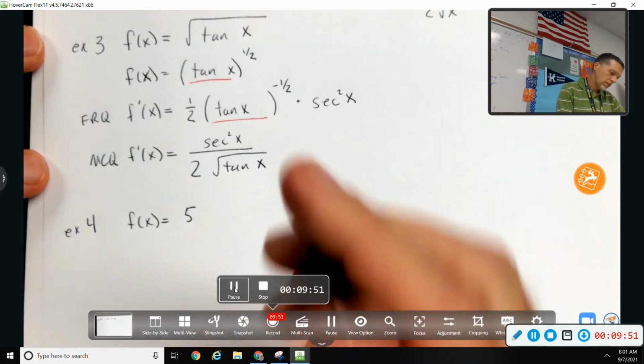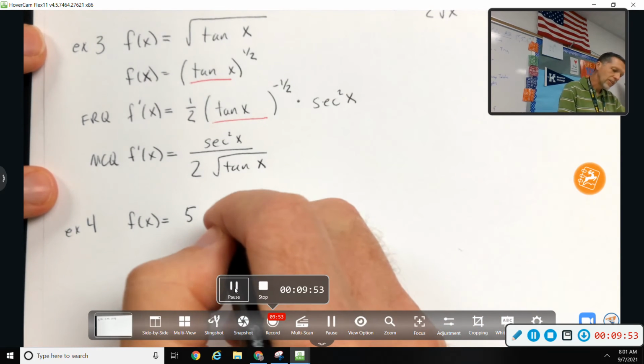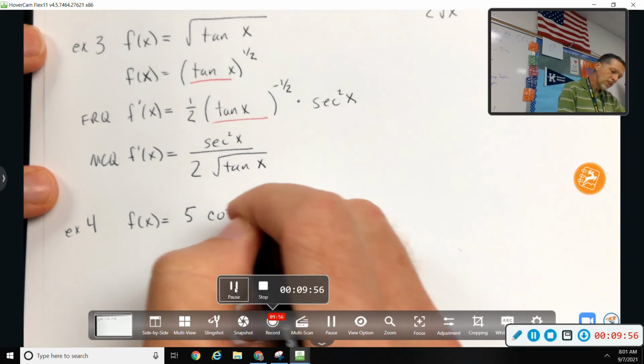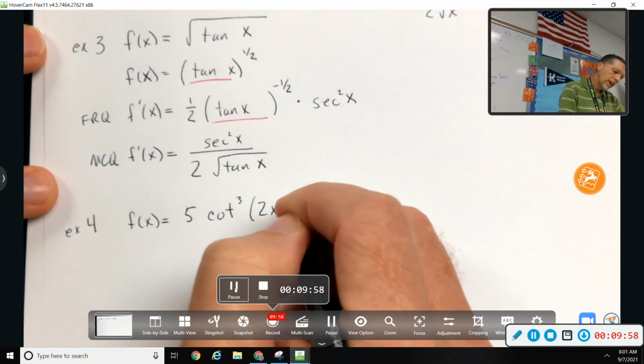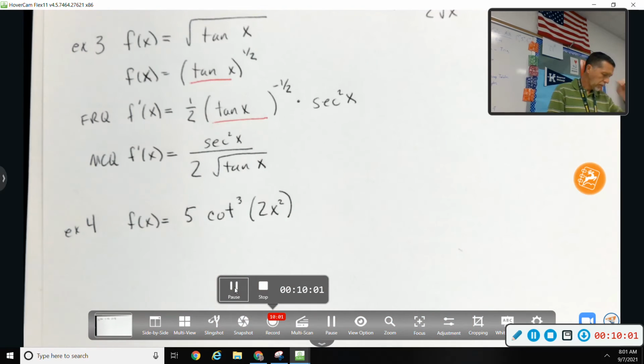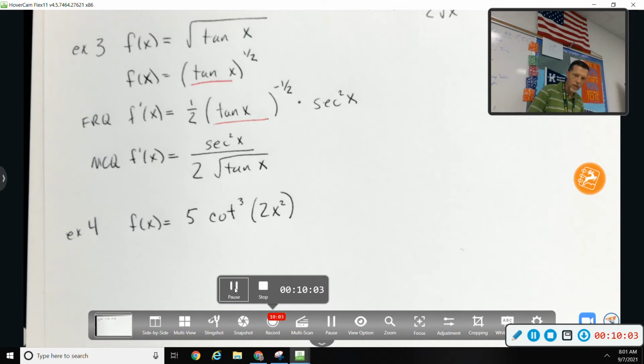Example 4. See how many chains we can link together on this one. Five times cotangent cubed of 2x squared. So I got a lot of things going on here. This is really closer to the blow pop example, because I've got an outside wrapper, I've got the candy, and then I've got the bubble gum. So for this particular problem, what am I going to handle first?